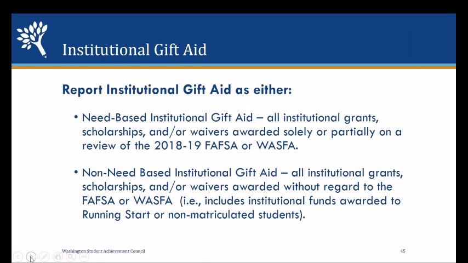For the institutional gift aid, you want to report it as either need-based institutional gift aid, which would be all institutional grants, scholarships, and/or waivers awarded solely or partially on a review of the 2018-19 FAFSA or WASFA. So there was some need-based component. Or the non-need-based institutional gift aid, which would be all institutional grants, scholarships, and/or waivers awarded without regard to the FAFSA or WASFA. And this would include institutional funds awarded to Running Start or non-matriculated students.